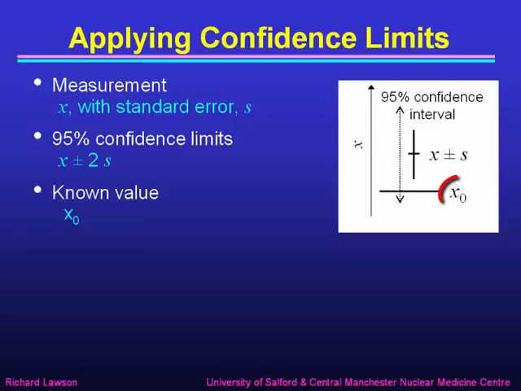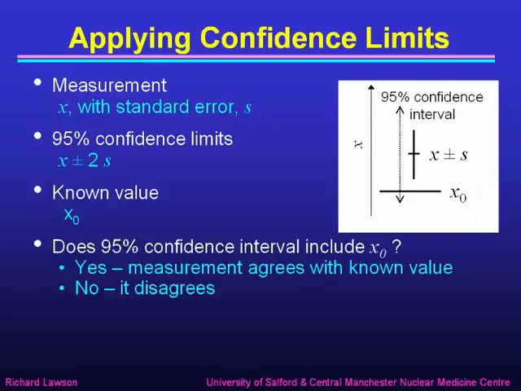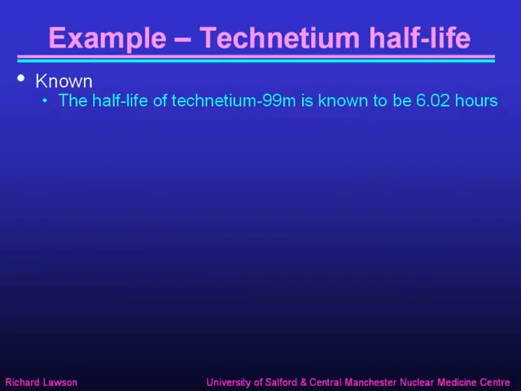If we represent a known value x0 as a line here with no error on it at all, because it is a precise, well-defined value, we want to know, does our 95% confidence interval include x0? If it does, so x0 lies within our confidence limits, then the measurement agrees with the known value. If it doesn't, x0 lies outside the 95% confidence limits, then they're in disagreement.